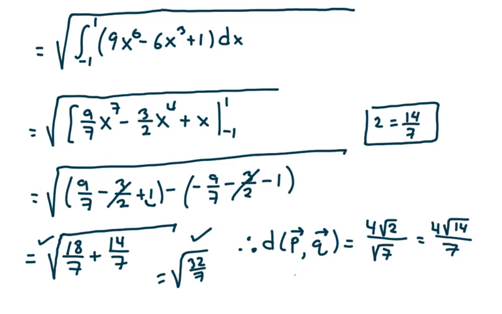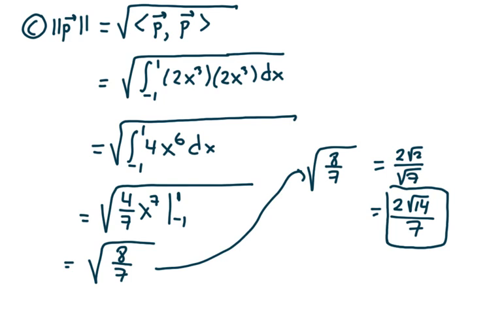And so the distance between P and Q is 4 times the square root of 2 divided by the square root of 7, which is equal to 4 square root of 14 divided by 7. So I just rationalized the denominator.